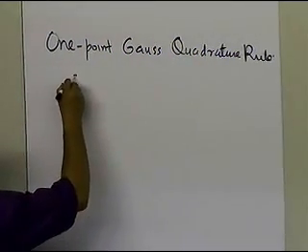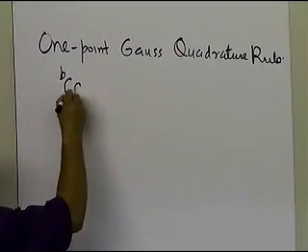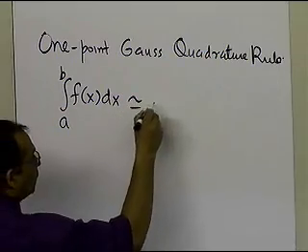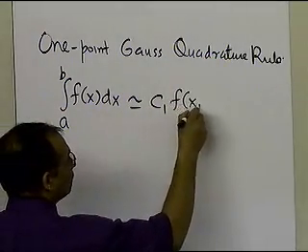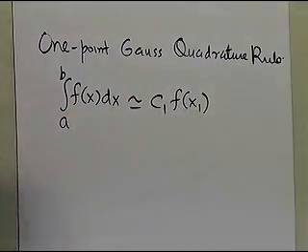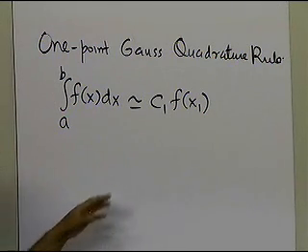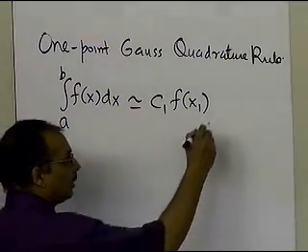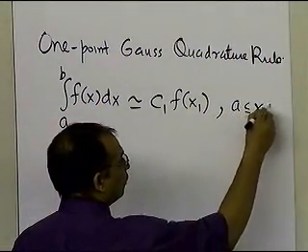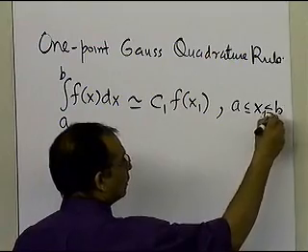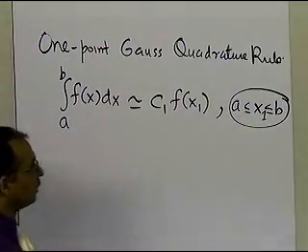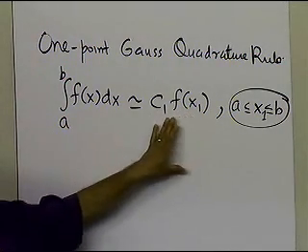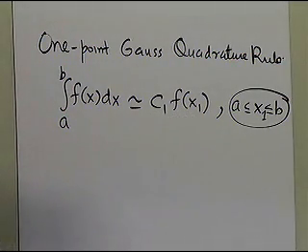So the one-point Gauss Quadrature rule for any integral going from a to b f of x dx is approximated by c1 times f of x1. Okay. So what that means is that you have two choices. You have the choice of choosing c1, you have the choice of choosing x1, and of course your x1 has to be between a and b. Those are the limitations, of course. So you want to be able to figure out how we can find out what c1 and x1 are for the one-point Gauss Quadrature rule.